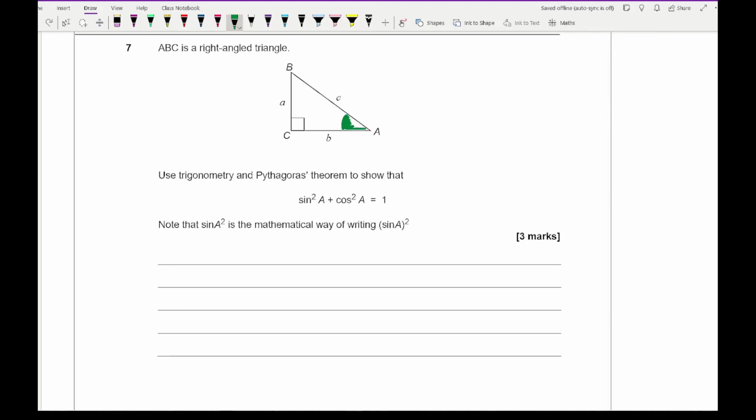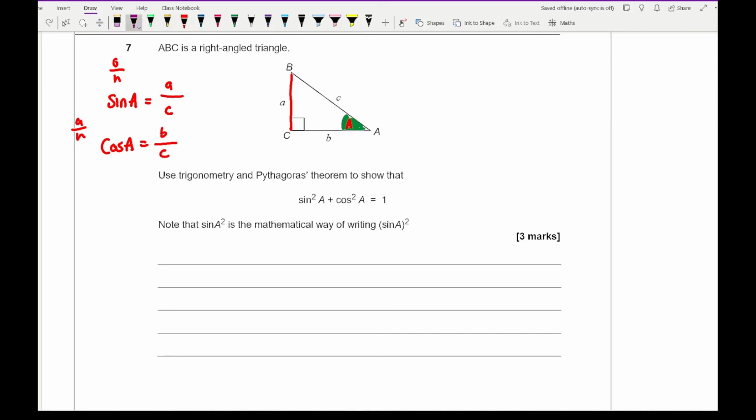So the first thing we need to do is work out, well, we know that we're using sine A, so we're going to be using this angle here as our base. And so what we now need to do is work out what these lengths here are. If this angle here is A, then to get sine A, that's the opposite over the hypotenuse. In this case, the opposite is a and the hypotenuse is c. If I wanted cos A, that's the adjacent over the hypotenuse, and the adjacent in this case is b and the hypotenuse is c.